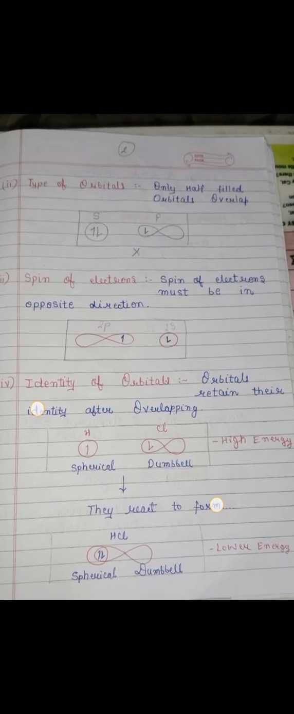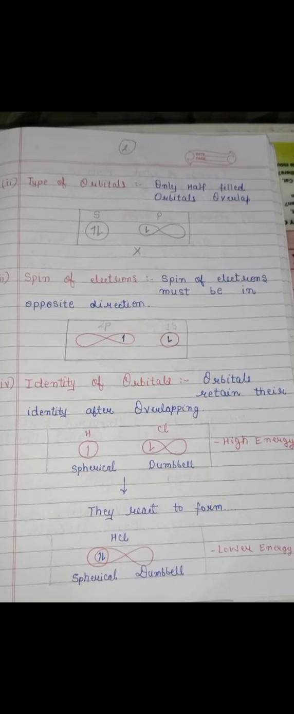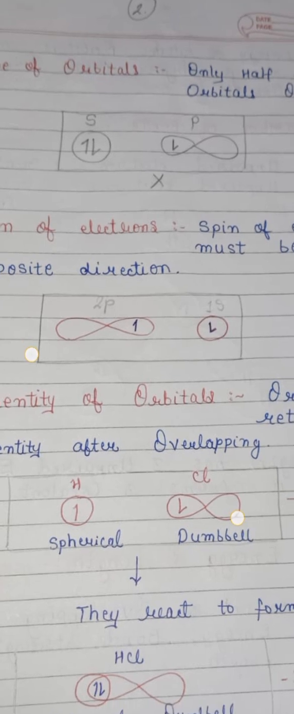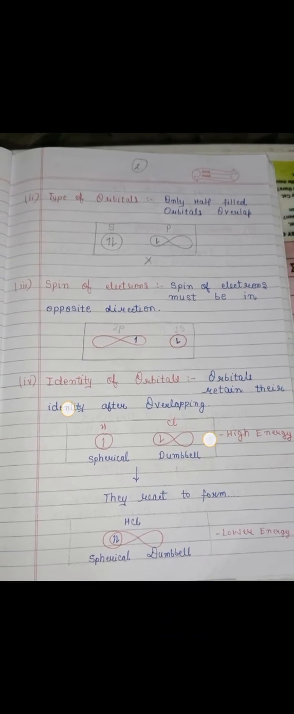Third one is spin of electrons. Spin of electrons means orientation of the electrons. So the spins of the electrons must be in opposite directions. Both electrons must be in opposite directions, then they will take part in overlapping and will form the covalent bond.